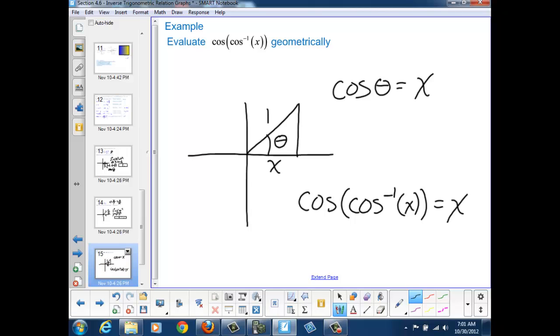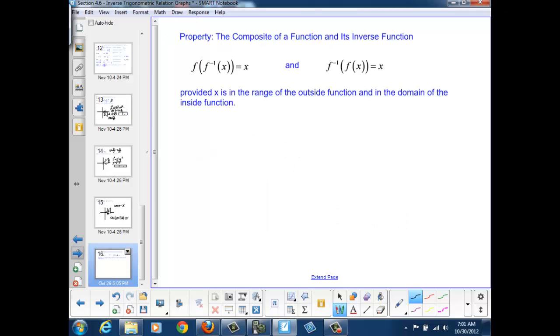This illustrates a fundamental property of functions and their inverses. If we create a composite function between a function and its inverse, the operations involved in each of those functions cancel each other out, and we're left with just the independent variable x.